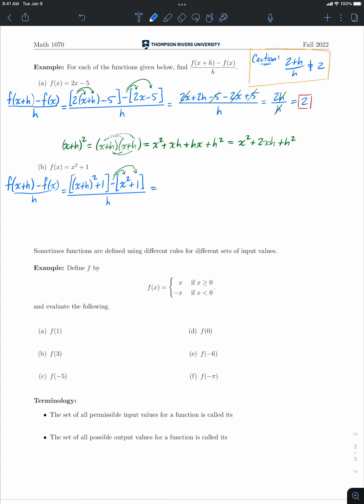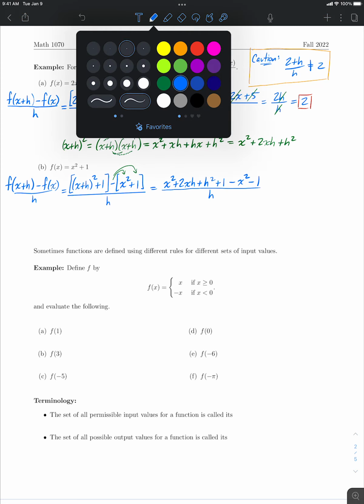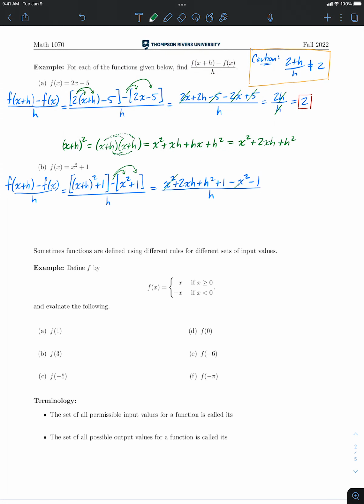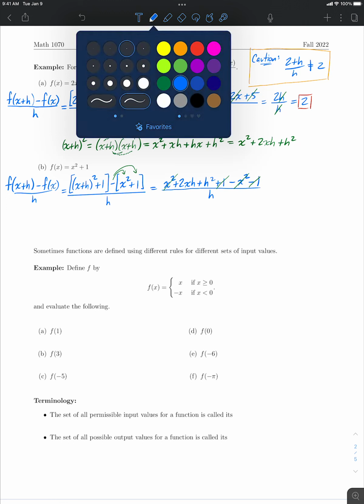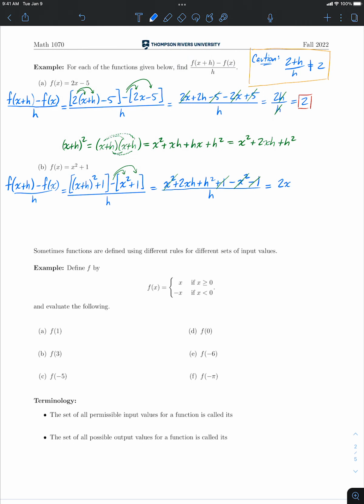Okay, so let's go back to what we're doing. So we have x squared plus 2xh plus h squared. So that was all of this. Then we still have plus 1. And then we'll have minus x squared minus 1. And then all of that is still divided by h. Okay, so let's look at what's going to cancel. We've got an x squared and a negative x squared, and we've got a 1 and a negative 1. So that's looking pretty good. All we're going to have left is 2xh plus h squared all over h.